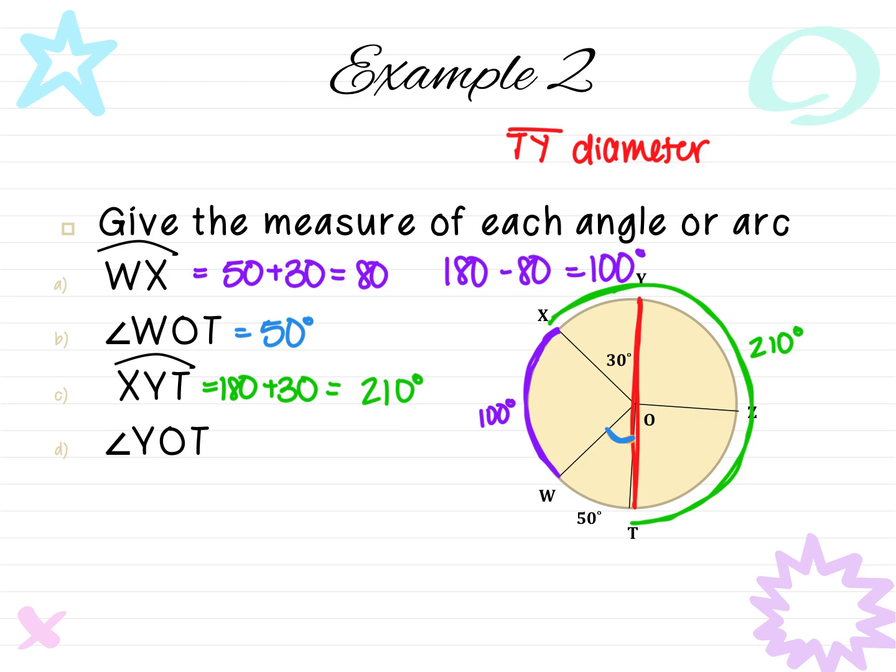And then looking at the last one, angle YOT, which is right here. You could tell me what is the measure of angle YOT? Yes. Good, this is 180 degrees. It's my semicircle. Good. Any questions on this one? Okay.